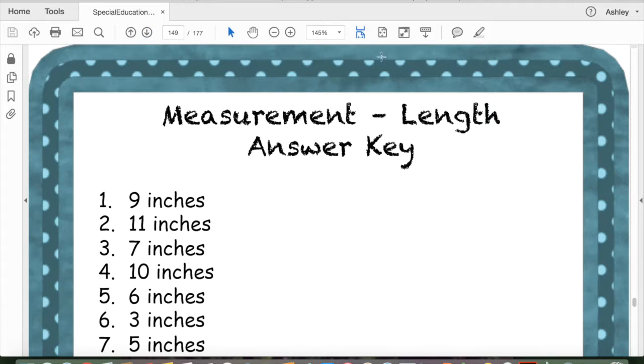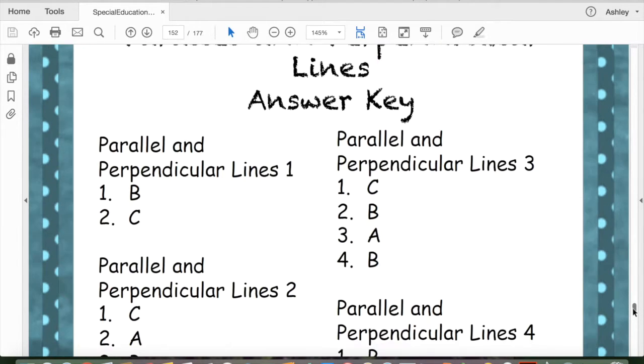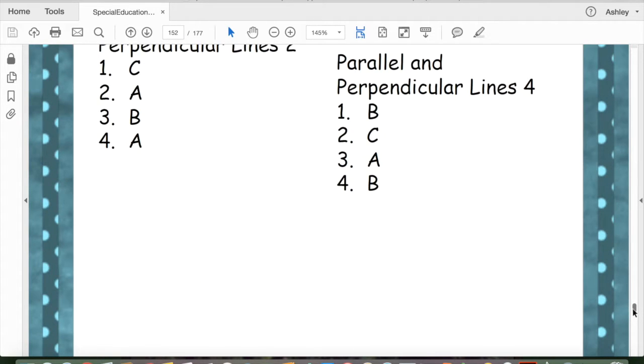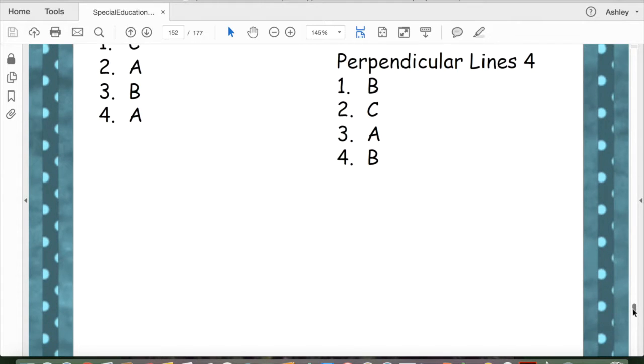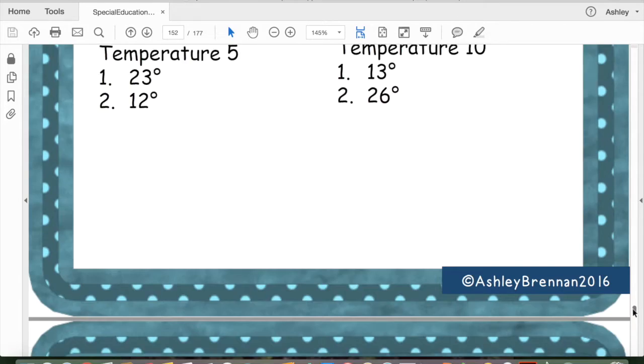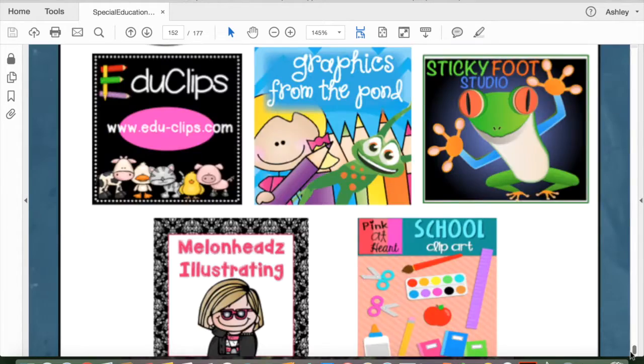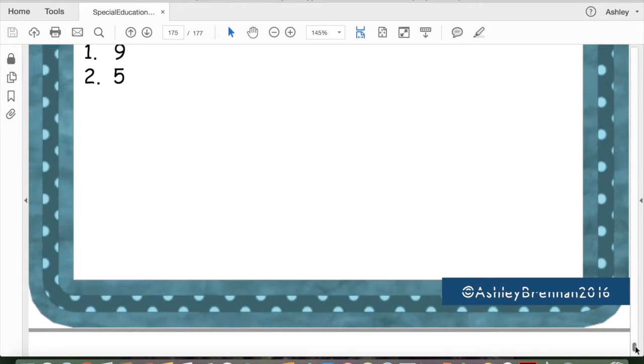And then we have our answer keys. So the answer keys go in the same order as the practice pages, and they are all one answer key per sheet for all the 5 pages, and they're labeled exactly the same at the top. You can see all those, and then at the end we'll have our digital design credits.